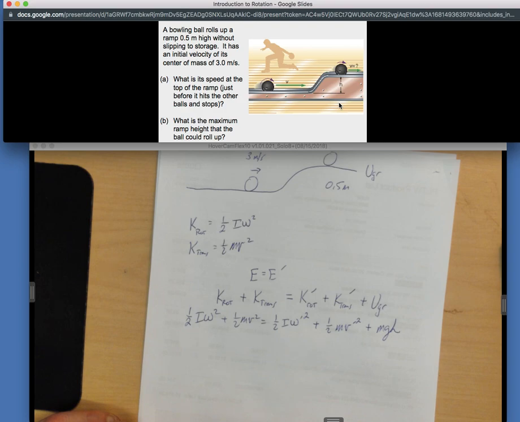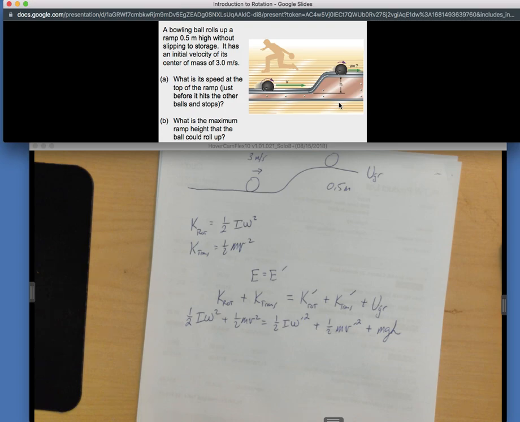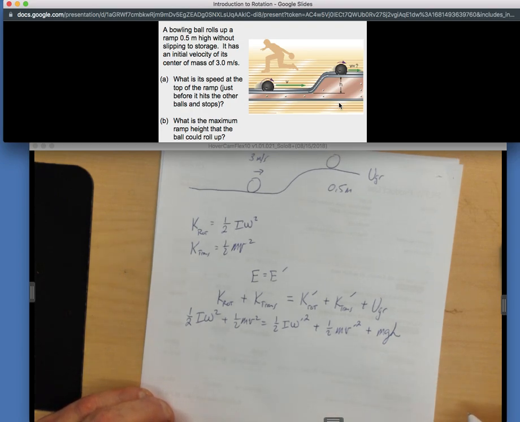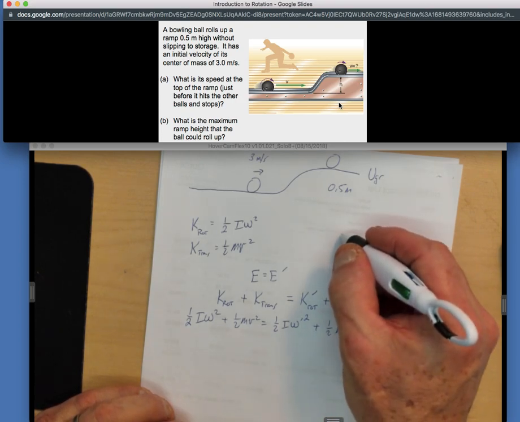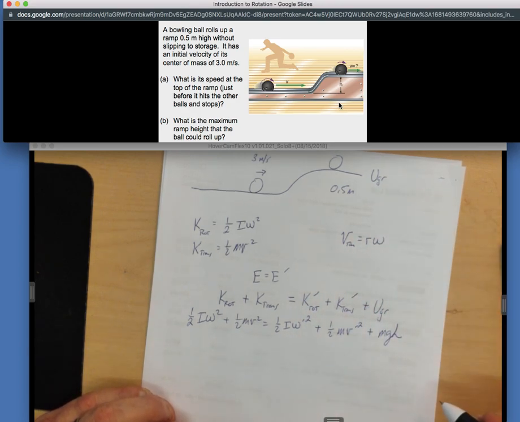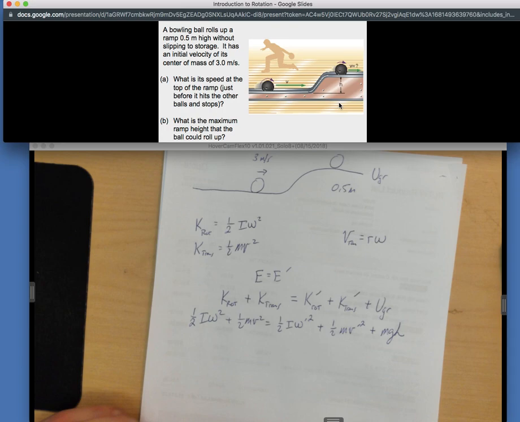We've got m's everywhere except for those two omegas. Let's see. V tangential is R times omega, right? Is that going to help us? R over V. I can get rid of some V's for us. No. Got to get rid of those m's.